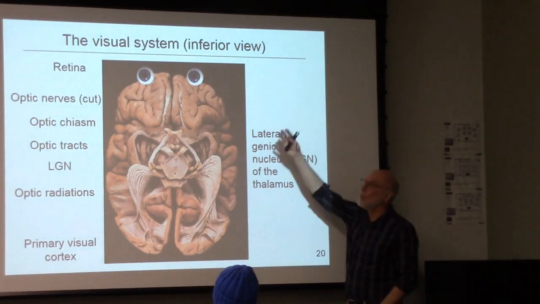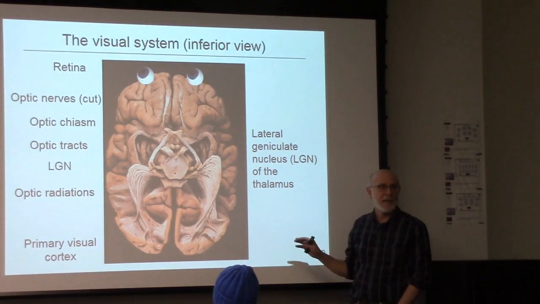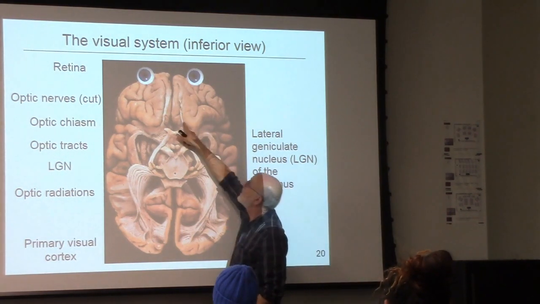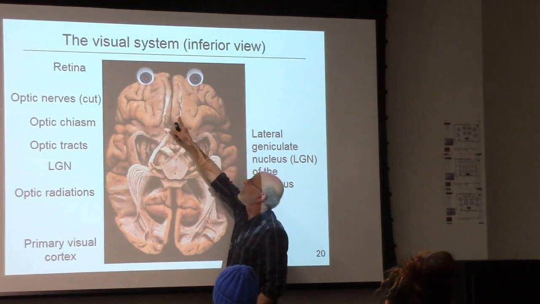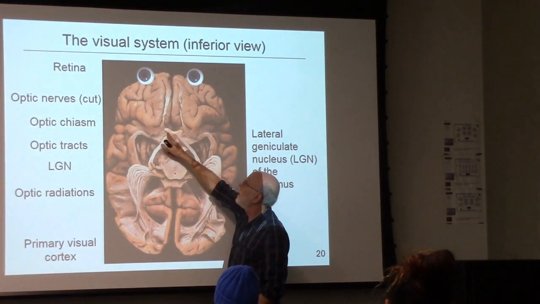Here is an inferior view of the brain. This is an actual brain that's been carefully dissected to show certain things. What are these right there? That's the olfactory system. We're going to go there, but that's not where we are right now.